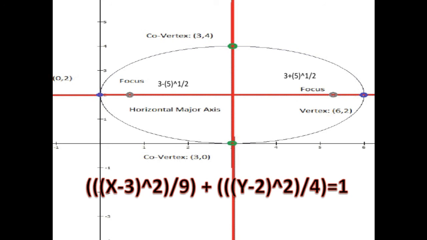and then adding it to the center of 3, 2, making it 0, 2, and 6, 2. To find the co-vertices, take the value of b, which is positive or negative 2, then add it to the center of 3, 2, making it 3, 4, and 3, 0. After you have found the vertices and co-vertices, find the foci.